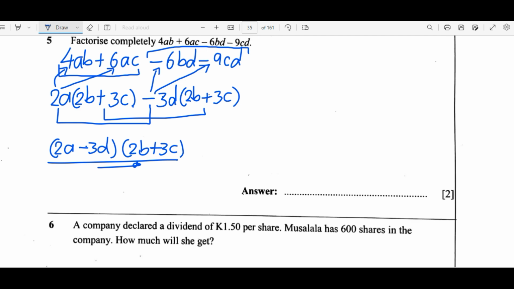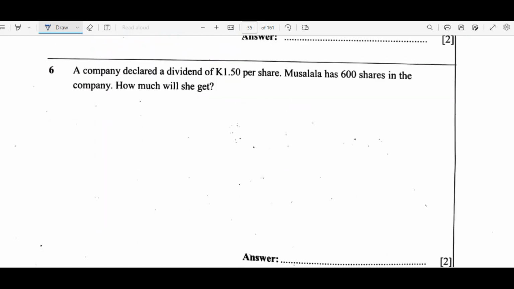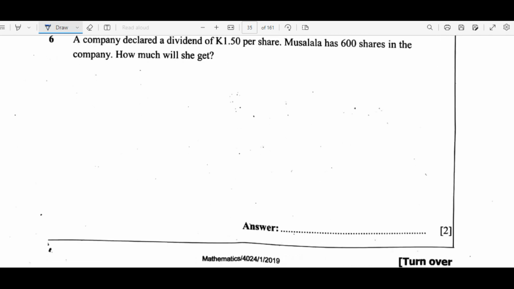Now let's go to question 6. A company declared a dividend of 1.50 Ngwe per share. Salala has 600 shares in the company. How much will she get? So this is just a direct multiplication. Now how do we multiply numbers in paper 1?